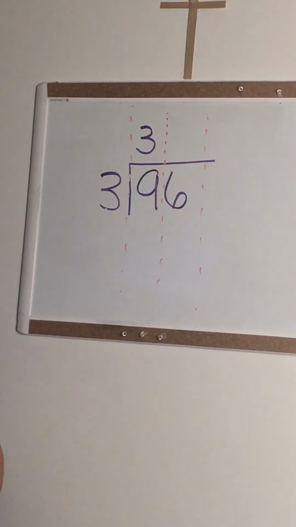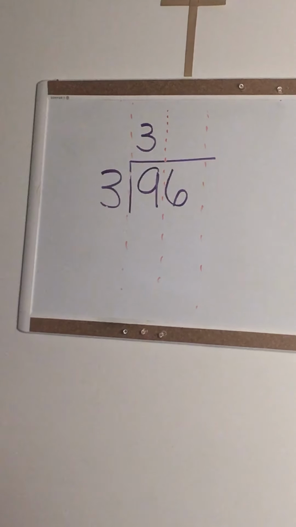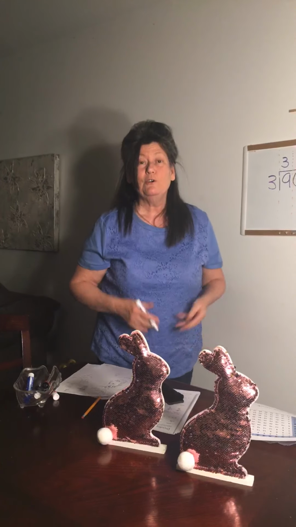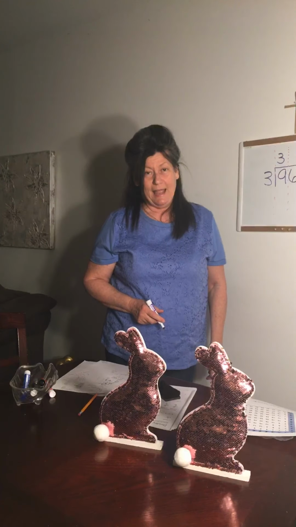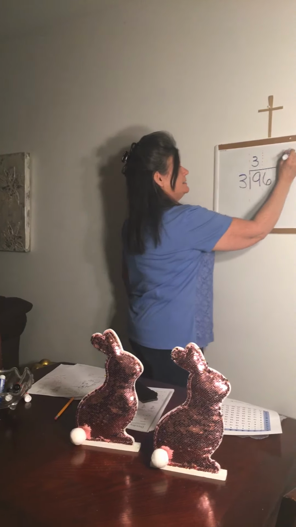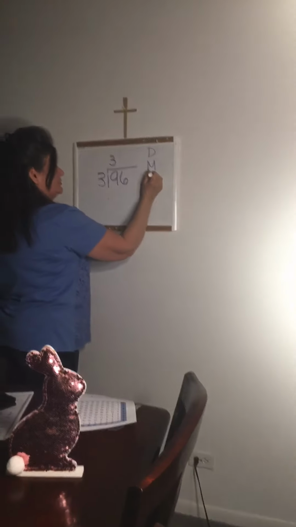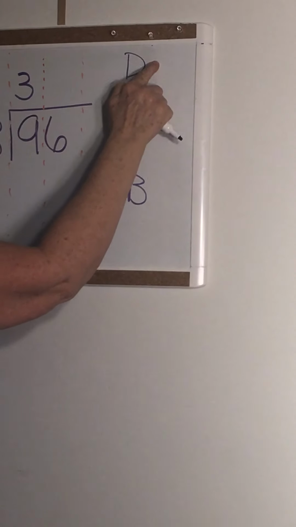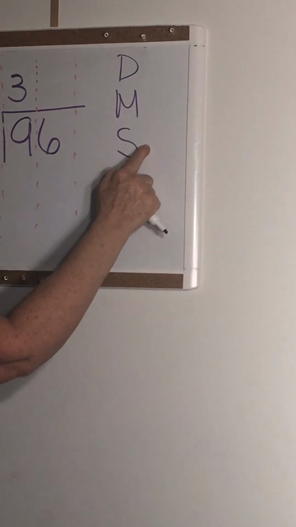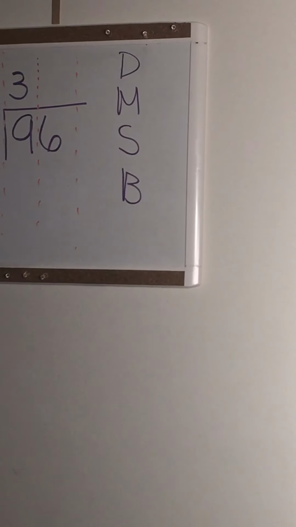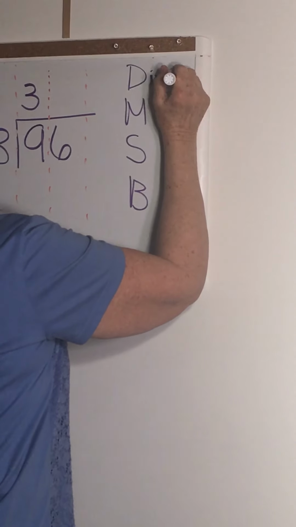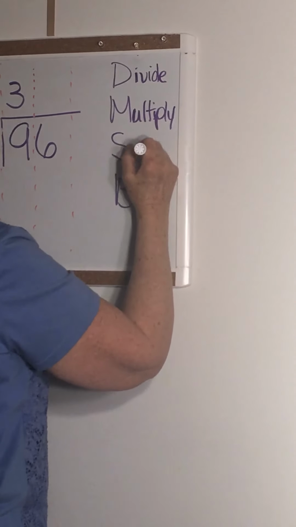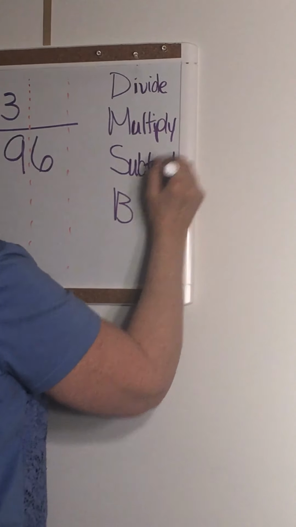Now there's a little pattern that we're going to learn. I'm going to give you the saying first. Does McDonald's serve burgers? Okay? So that's our pattern. We're going to divide, then we're going to multiply, then we're going to subtract, then we're going to bring down. That's what it stands for. Divide, multiply, subtract, bring down.